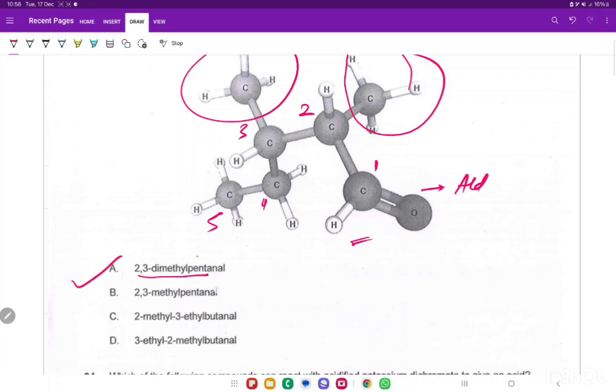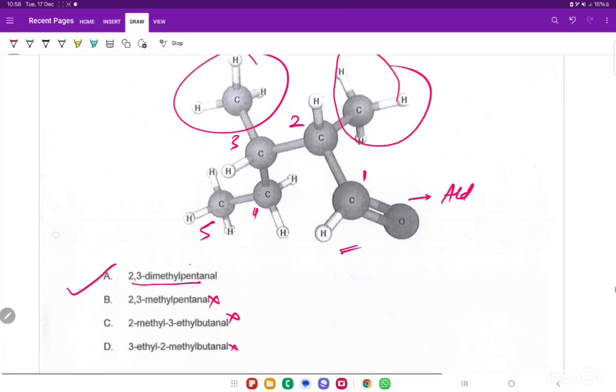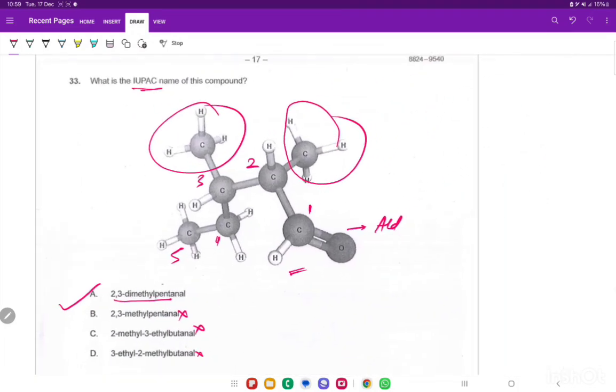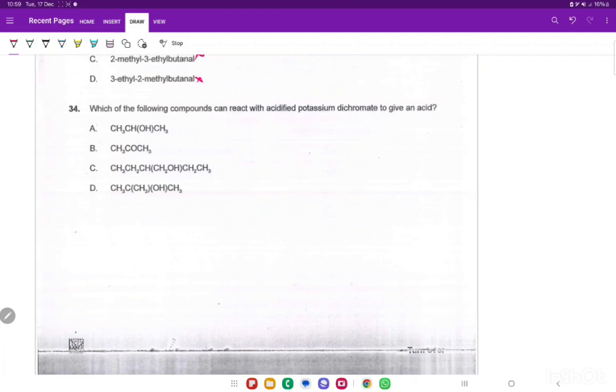This is the only option. This is wrong, this is also wrong, butanol wrong. The answer is A. For question number 33, the answer is A, 2,3-dimethyl pentanal. It is an aldehyde containing a 5 carbon chain. Positions 2 and 3 have side chains. Question 33, answer A. Question number 34.